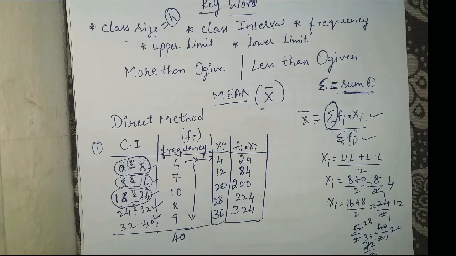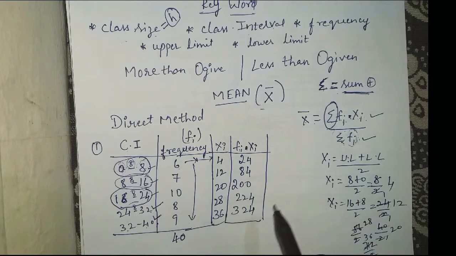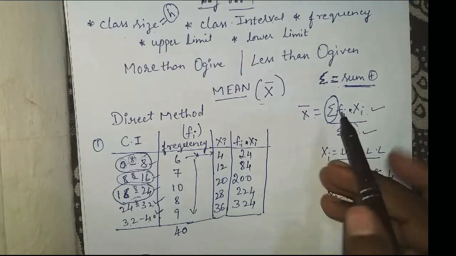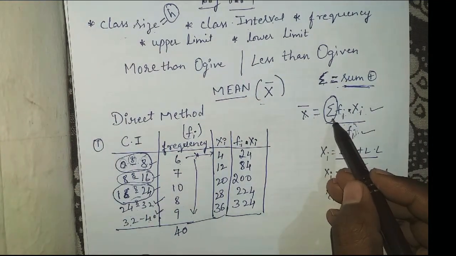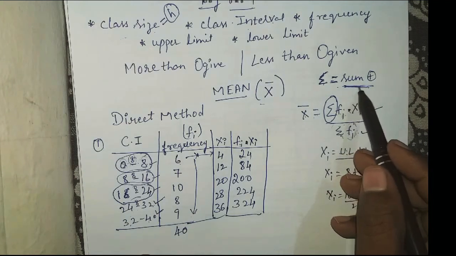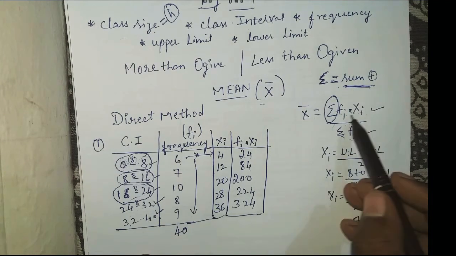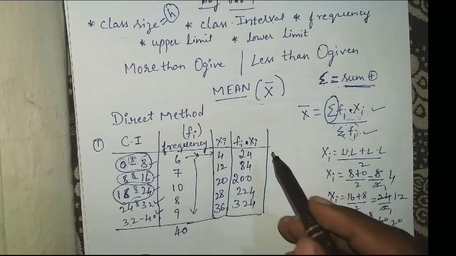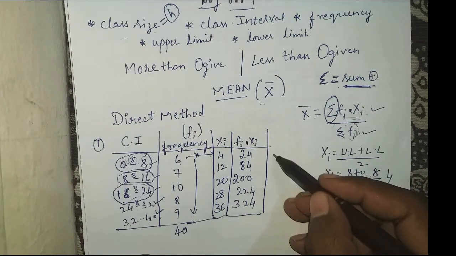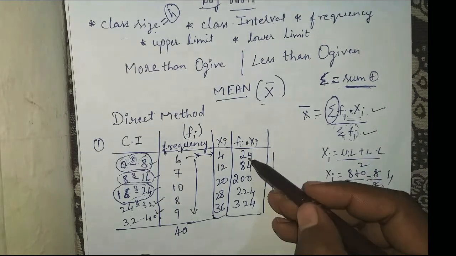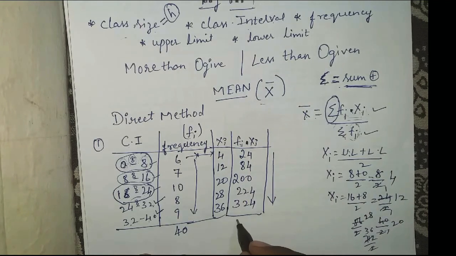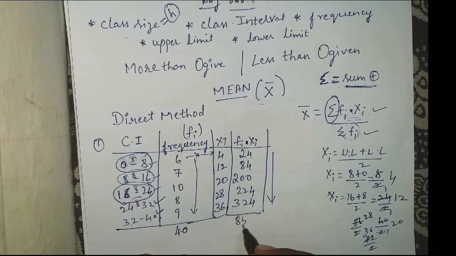Got it guys? So this is how you calculate f into x. You just need to multiply. Now, what does sigma tell us? It tells us to add. So which row is it telling us to add? The f into x row. Where is the f into x row? This is the f into x row. You need to add all the numbers in this row. Once you add them all, you will get the answer 856.